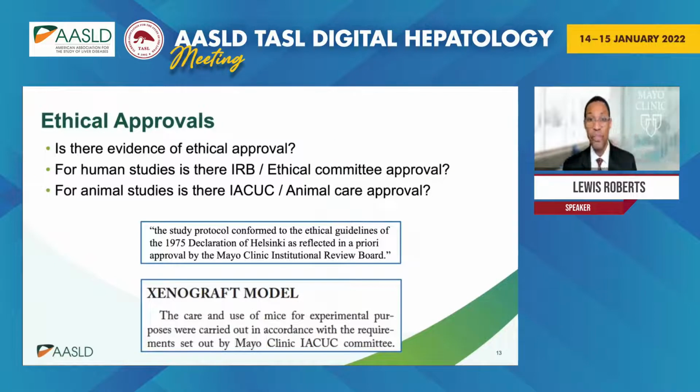So another step that's important as you review this publication or a manuscript is to ask the question, were the appropriate ethical approvals obtained? Is there evidence that this research was done in an ethical manner? Typically at all institutions for human studies, there's an institutional review board or IRB or an ethical committee that provides approval for the human subjects aspects of a study. And there's often also, if there are animal studies, an institutional animal care and use committee or IACUC or other animal care committee that provides animal care approval.